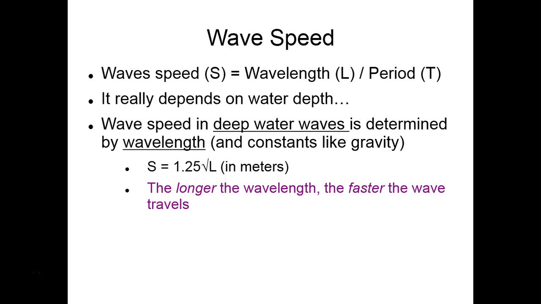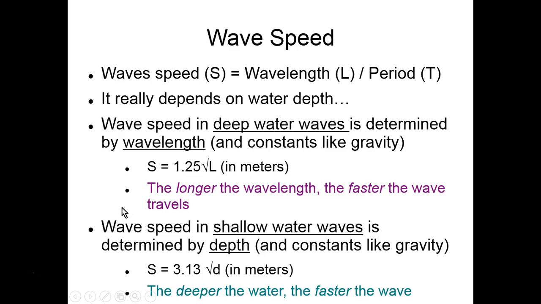So for a deep water wave, the wave speed is determined simply by the wavelength. And then you also use other constants. And so here is the calculation for that. S equals 1.25 times the square root of the length in meters. So what that means is that the longer the wavelength, the faster the wave travels.